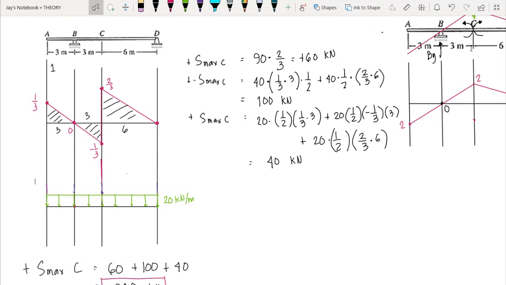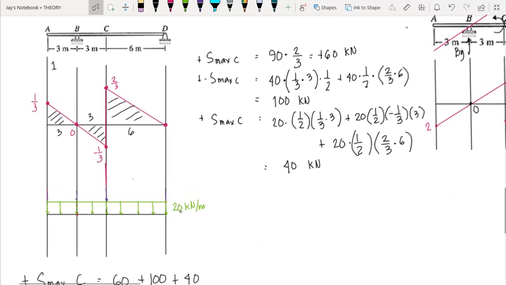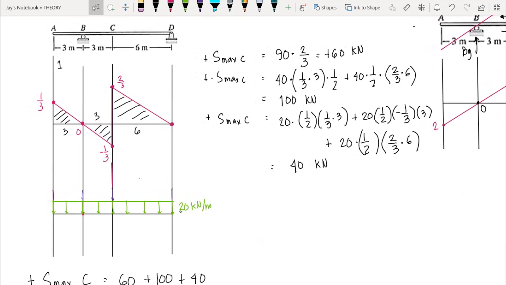And the next question is to compute the negative shear at point C due to the concentrated live load, the uniformly distributed live load, and the uniformly distributed dead load. But since our dead load is acting all over the beam, we have the same position of our dead load. But for our concentrated load, since we are now asking for the maximum negative shear, we need to reposition our load.